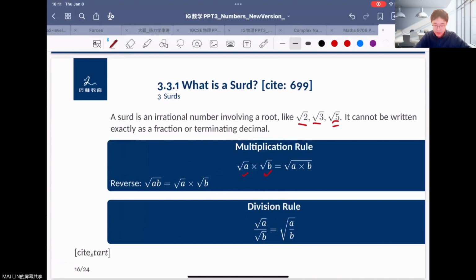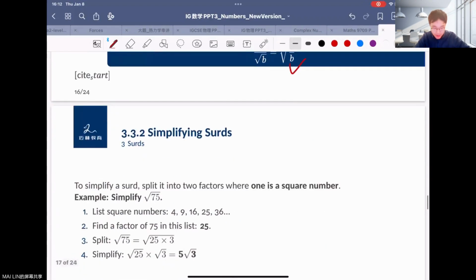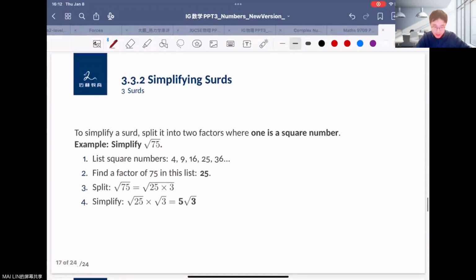Okay, so right here we can find there's a multiplication rule. We have square root A times square root B. So we can first write down a total square root symbol right here, and then we put A times B under the square root symbol. Okay, so square root of AB equals square root A times square root B, okay? And also for the division rule, you can say square root A over square root B, and the final answer is square root of A over B, okay? That is for this.